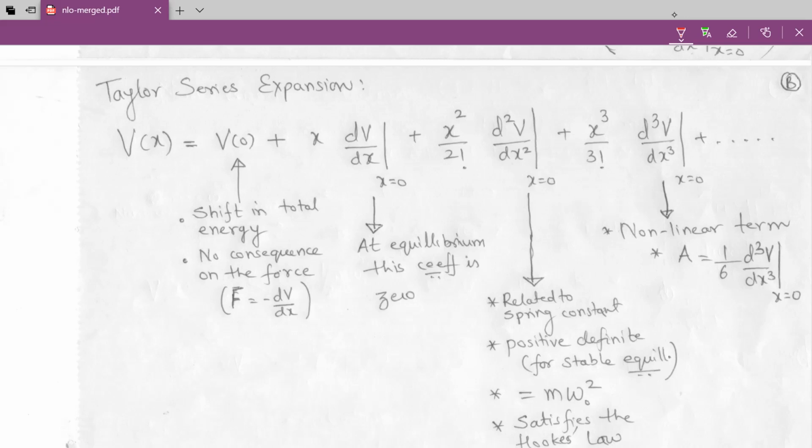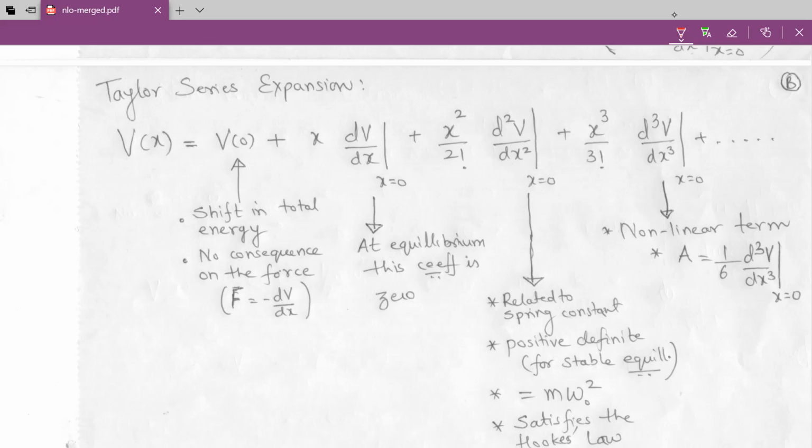So now let's understand each of these terms, term by term. If you look at the first term, the V of 0 is simply a shift in the total energy. Such a term is of no consequence to the force, because if you recall, the force was actually the derivative. The force was basically a change in the potential as a function of x. So a constant addition or subtraction is not going to do anything other than shift the scale of the overall energy.